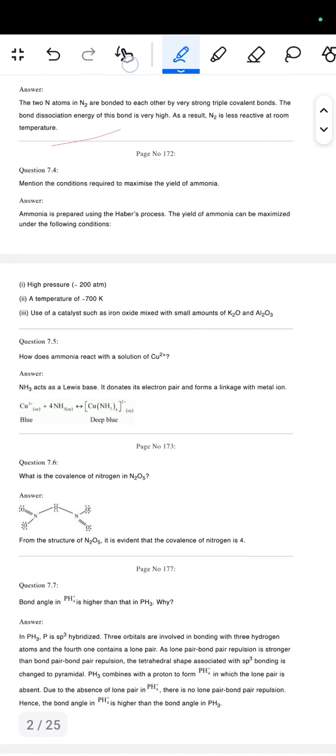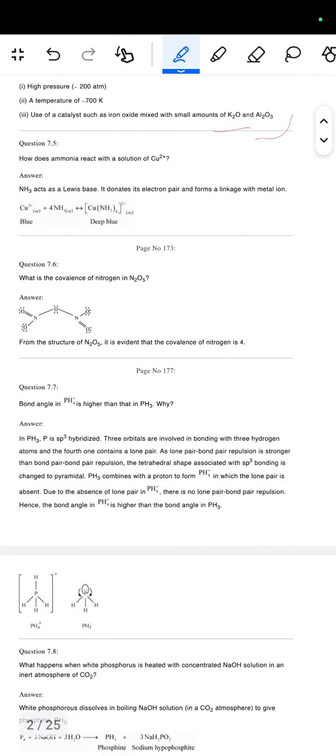Next है, mention the condition required to maximize the yield of the ammonia. So ammonia is prepared using the Haber process. The yield of the ammonia can be maximized under the following condition: high pressure पर 200 atm, a temperature of 500 Kelvin, or use as a catalyst such as the iron oxide mixed with a small amount of the K2O or Al2O3.